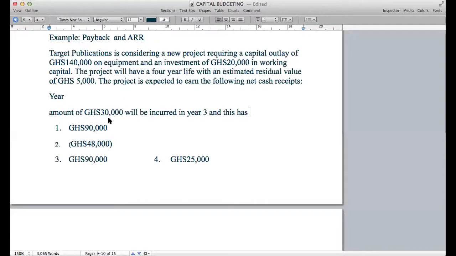Yeah, this is the question. You can screenshot it. An amount of 30,000 being carried on the year 3. This has not been recorded, or this has been excluded. Good. So screenshot it and you are calculating both payback and account rate of return. I hope you are getting it.